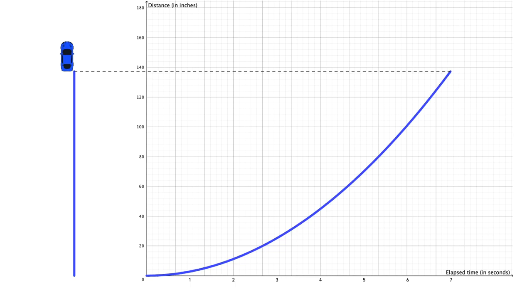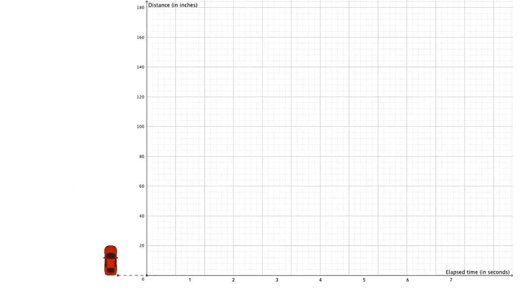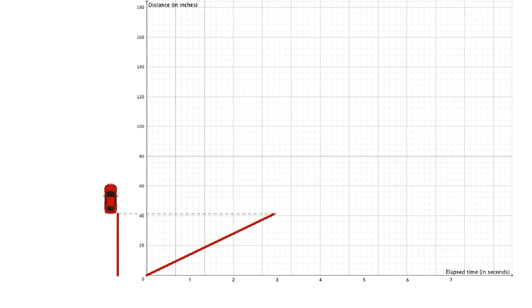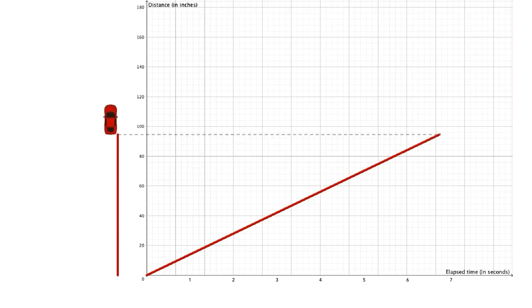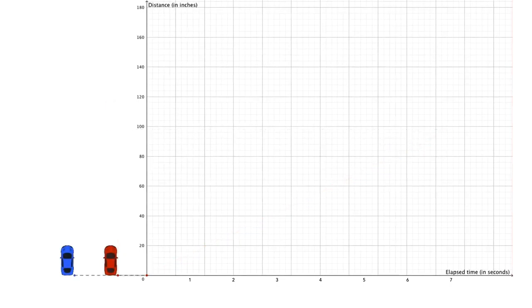Now, let's just look at the red car. We'll now construct a graph of the relationship between the red car's distance from its starting position and the number of seconds elapsed since it started moving. Let's look at both cars together. We'll watch them race again.